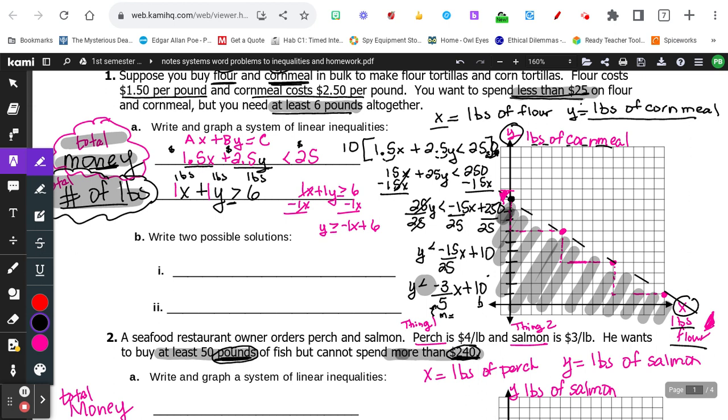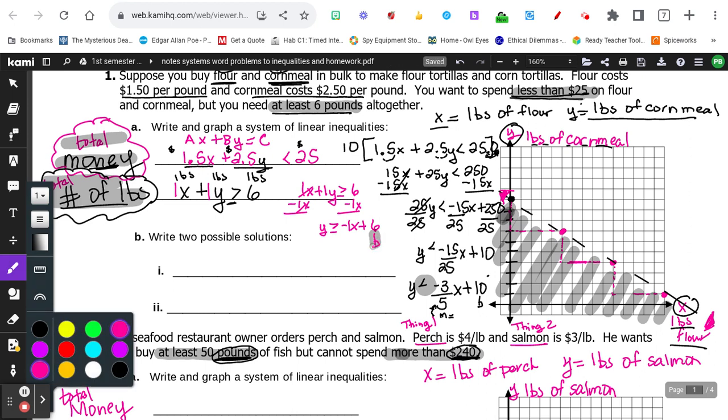Now I just have to graph the other one, the one in pink. So I'll do the one in pink. This has a B of 6 and a slope of negative 1. Now negative 1 is the same as negative 1 over 1. Okay. It's got a B of 6. So I'm going to go up 1, 2, 3, 4, 5, and 6. And then I'm going to go down 1 and right 1.